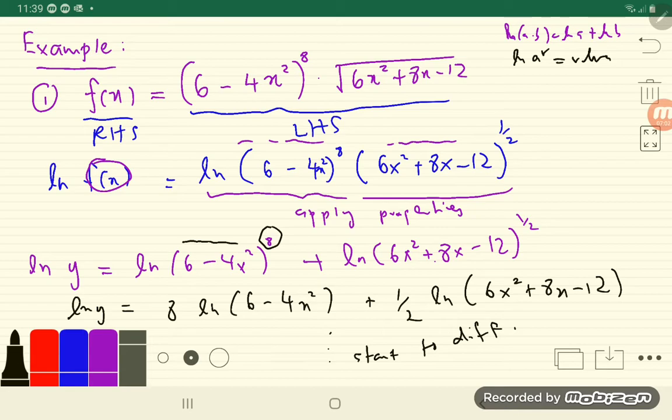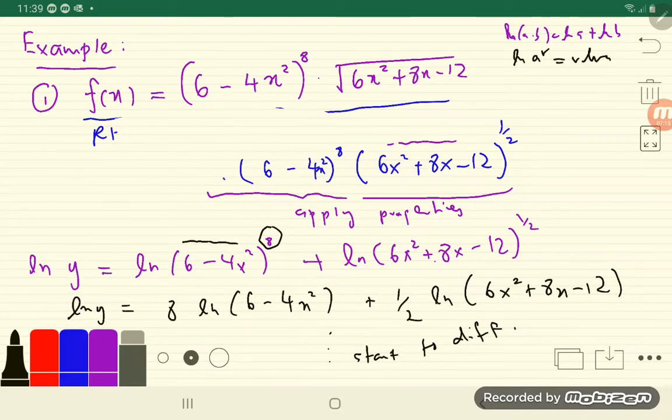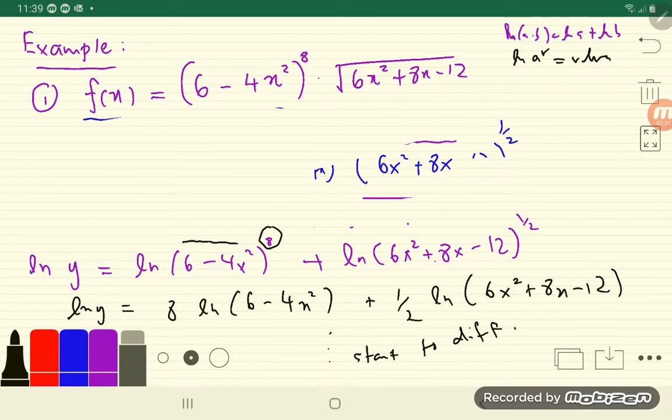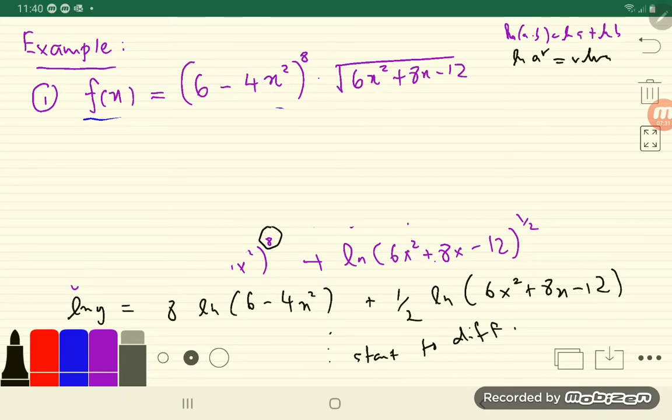Okay, so I think you should know how to differentiate this. Since I don't have enough space on my whiteboard here, I think it's better for me to erase this part. So let me erase the first step, and also the second step, because we want to see how we do the differentiation. Okay, so let me continue here.